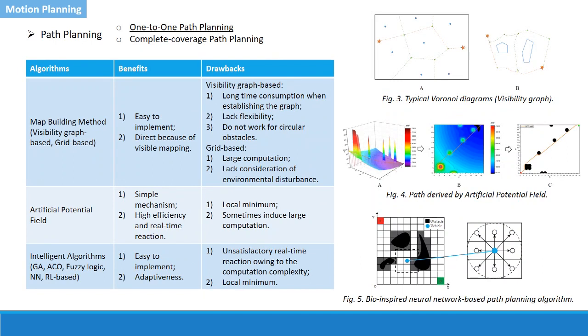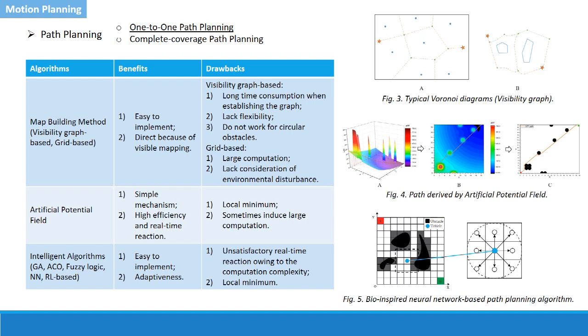So the path planning of the UUV can be divided into one-to-one path planning, from the vehicle position to the exact target position, and another one called complete coverage path planning, which means the vehicle has to navigate all the area of the target place to finish the path planning.